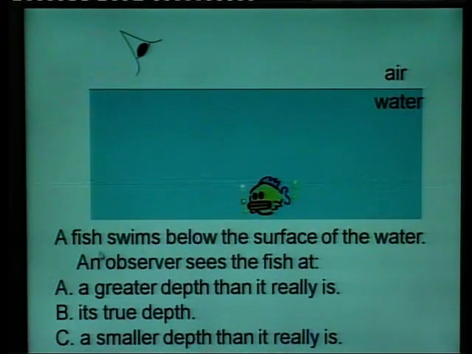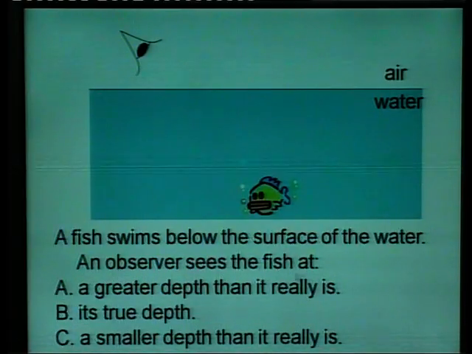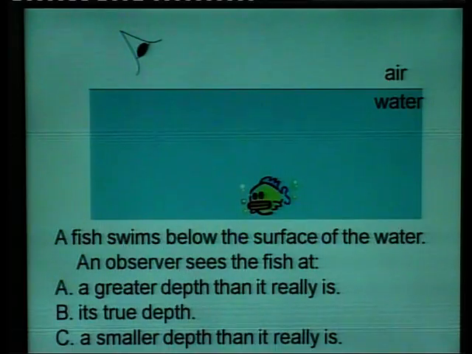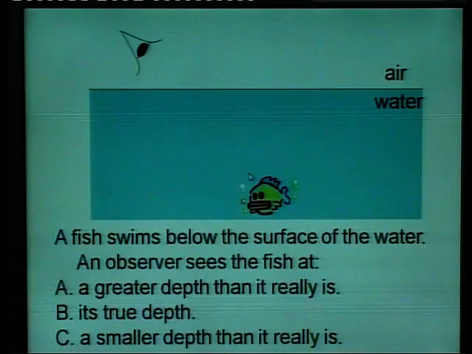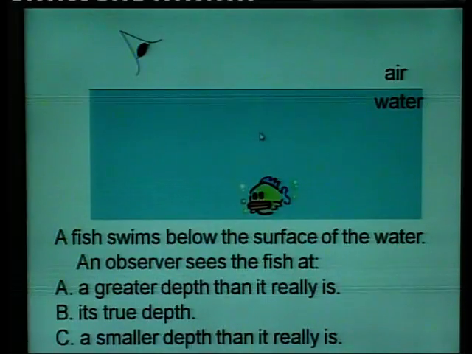So a question here now: a fish swims below the surface of the water. An observer sees the fish at. So the observer is here, a fish is swimming in the water. So an observer sees the fish at, where will they see it? Option A is a greater depth than it really is, its true depth, or a smaller depth than it really is. So where will the observer see the fish? At its true depth, or a greater depth, or a smaller depth?